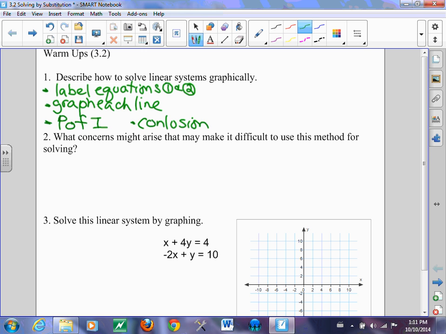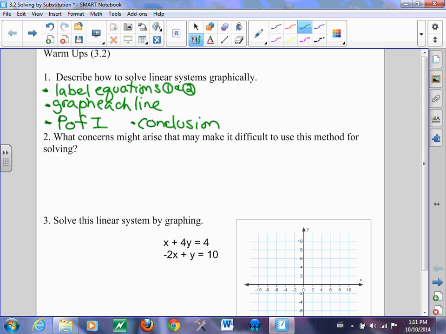Okay, sorry, that looks bad. Conclusion, that looks like an O, but it's really a U. Conclusion, there we go. All right. Step 2, what concerns might arise that might make it difficult to use this method for solving?